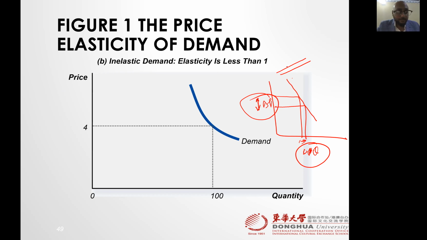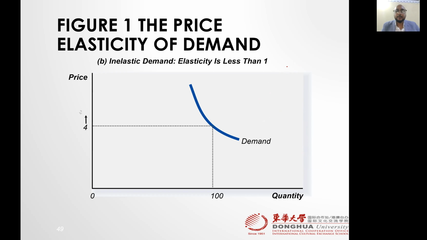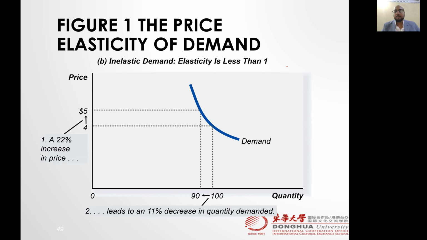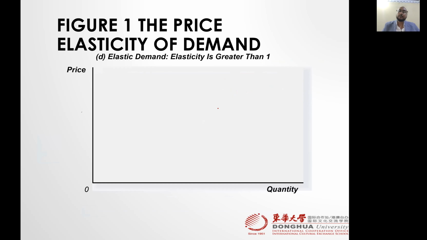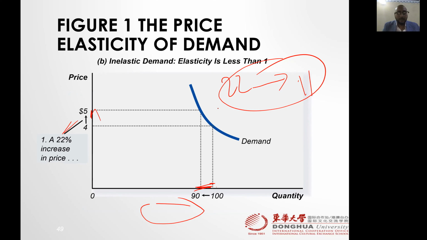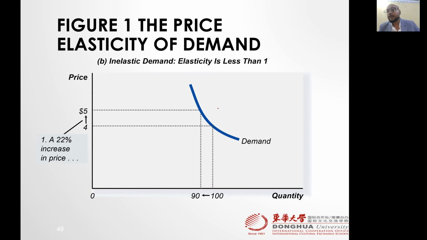Right? So if you analyze this one, there is a 22% increase in price, which causes only an 11% decrease in quantity. So you see that the rate of change in quantity demanded is less than the rate of change in price. Compare 22% with 11%. So its answer would definitely be less than 1. So this is an inelastic demand curve.